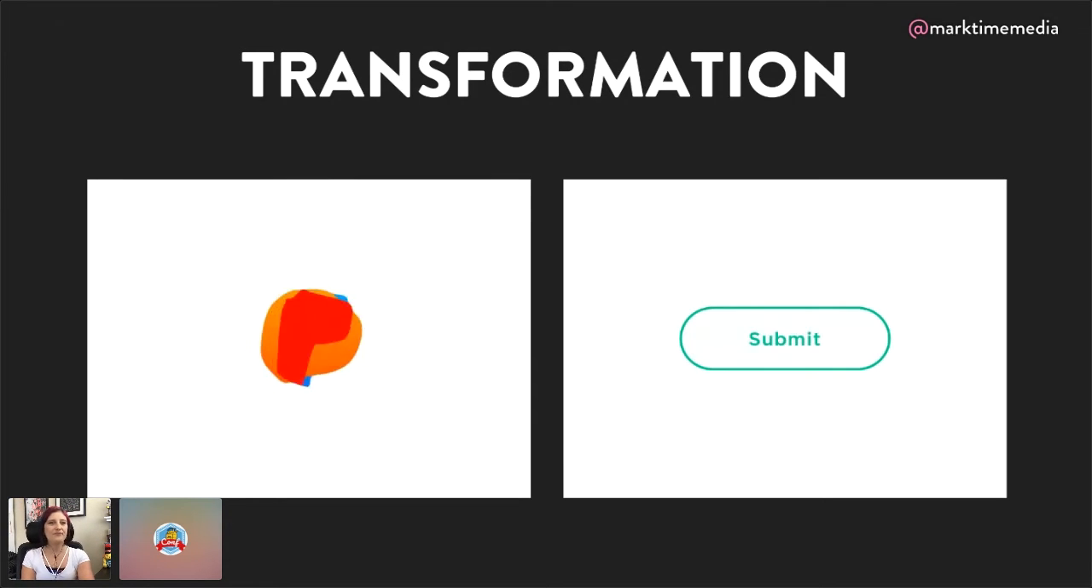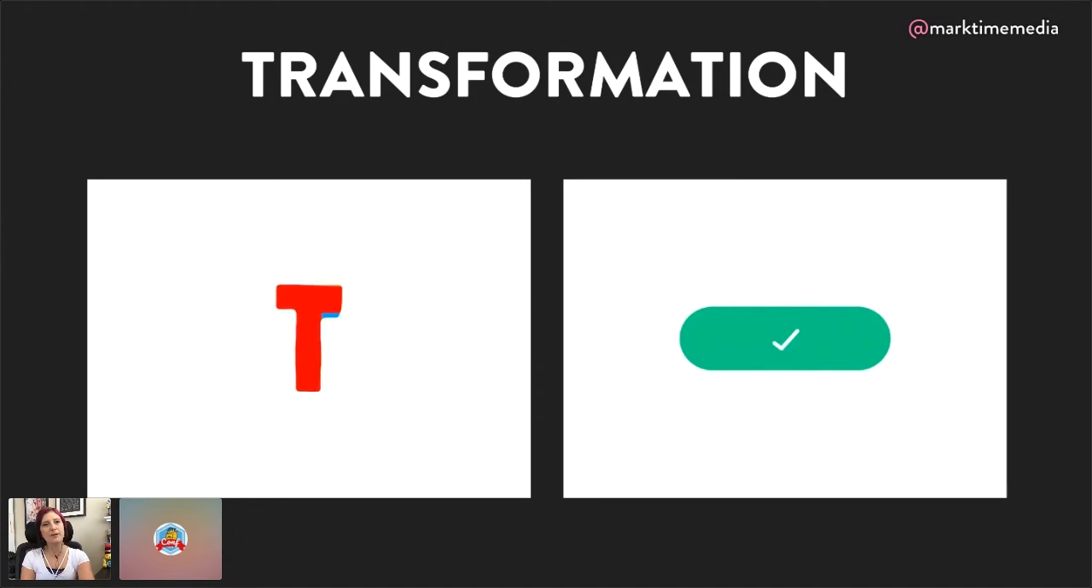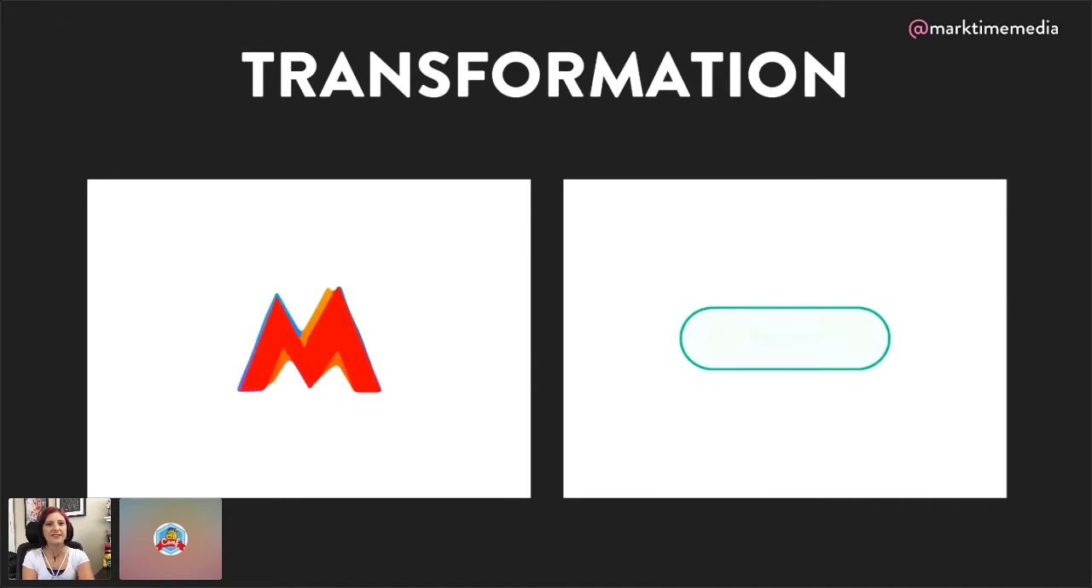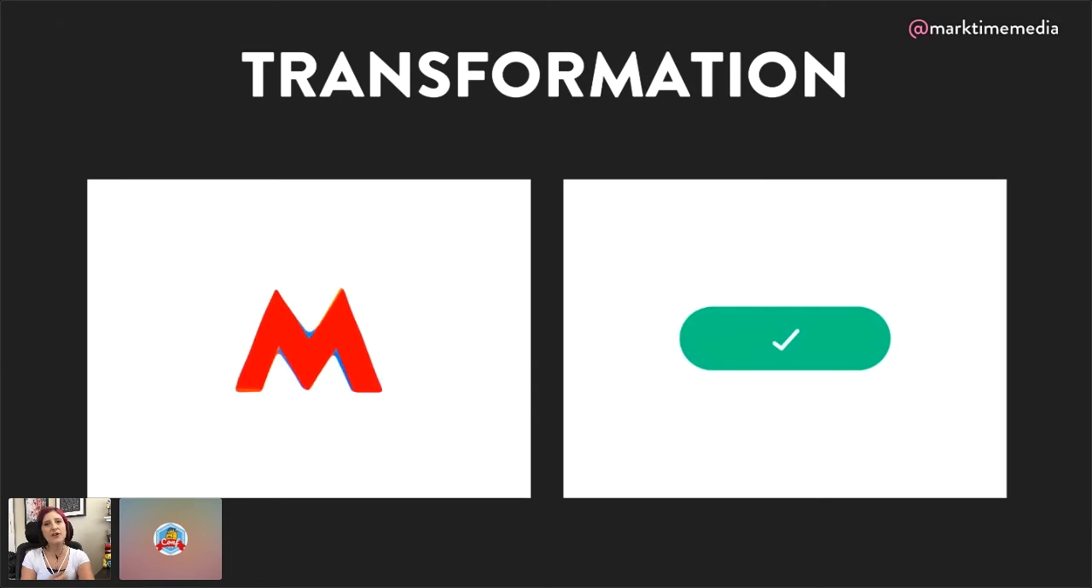But transformation can be used to do a lot of useful things. I really like the example of the animation on the right with the submit button, where it turns into the progress indicator and then turns into the success indicator. That's a pretty cool example of transformation, communicating useful information for an interaction.